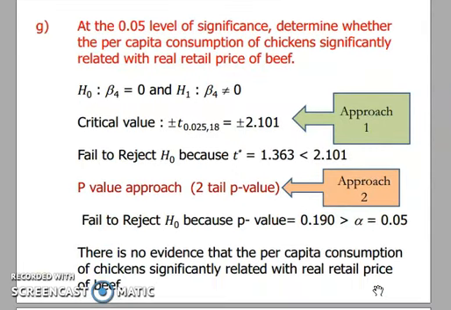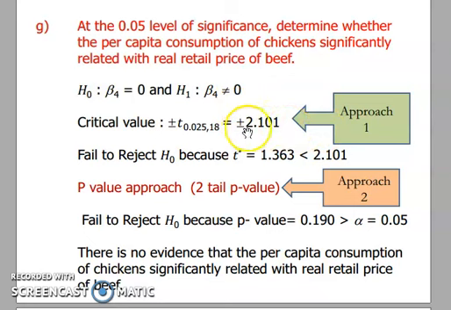Here is a two-tailed test, okay? 5% level of significance. Determine whether the per capita consumption of chickens is significantly related with the real retail price of beef. So here it does not state the sign of the beta, which means they just want to claim whether there is any relationship between the real retail price of beef and the consumption of chicken. So it's a two-tailed test. Beta 4 equals 0, beta 4 not equals 0.